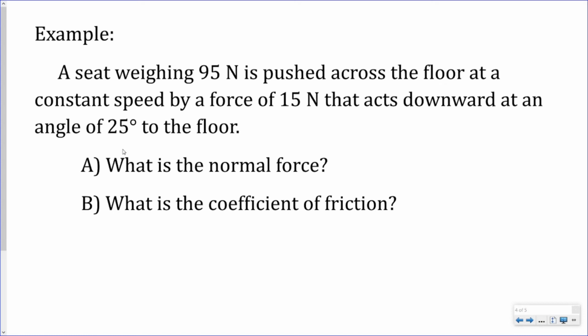So our example here is a seat weighing 95 newtons is pushed across the floor at a constant speed by a force of 15 newtons that acts downward at an angle of 25 degrees to the floor. What is the normal force and what is the coefficient of friction?